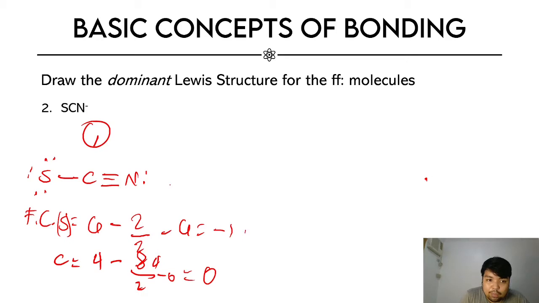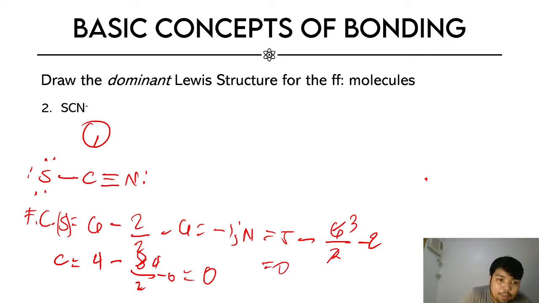Nitrogen has 5 valence electrons minus 2, 4, 6 bonding electrons divided by 2 minus 2 non-bonding electrons. So 6 divided by 2 is equal to 3. So 5 minus 3 is equal to 2, minus 2 is equal to 0. So the formal charges will be 0, 0, and negative 1. So the overall charge will still be negative 1. So this is a valid Lewis structure.